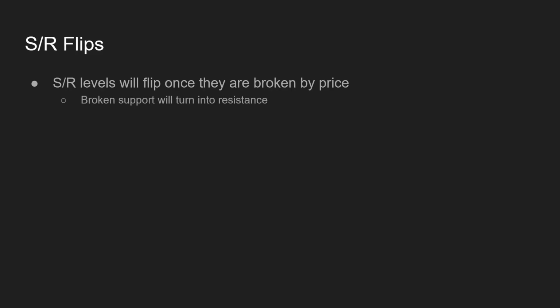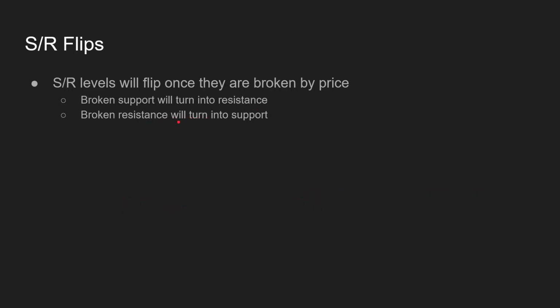Next, we'll talk about SR flips, support and resistance flips. So once these levels are broken, let's say they're constantly retested and eventually they're broken by price, the support and resistance level will flip. This means that broken support will turn into resistance and broken resistance will turn into support. So let's have our imaginary level, and let's say price is coming down. It keeps retesting this imaginary level. Eventually price is going to break down. And now, since price is below that line, anything above it is going to act as resistance. So when it comes back up, it's going to hit that same level and it will act as resistance instead of support.